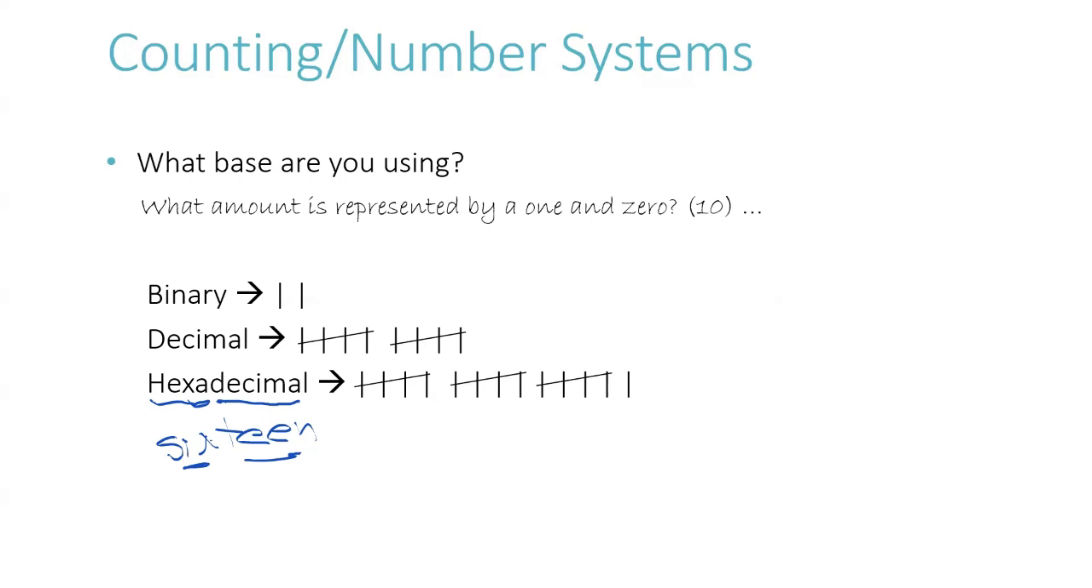And you could go on and on. You could have, I don't know, a 93 base system. Well, if you have a 93 base system, you'd have to come up with an additional 84 more digits somehow. But you could do that, and the 1 and 0 in that combination in a 93 base system would be the value of 93.